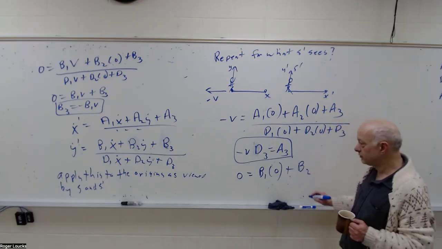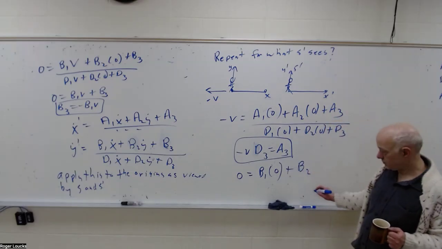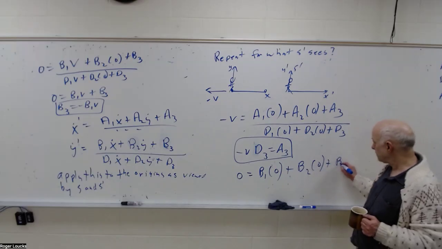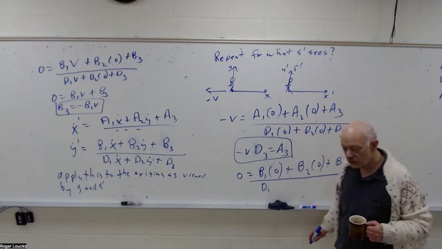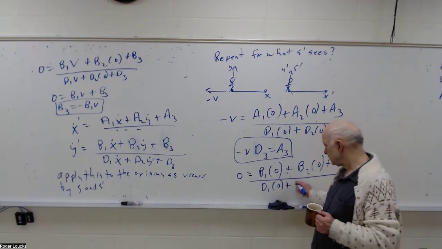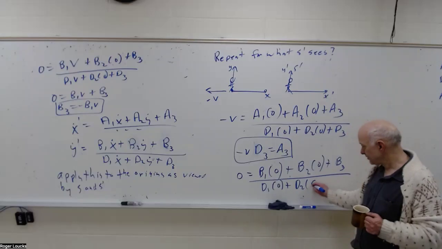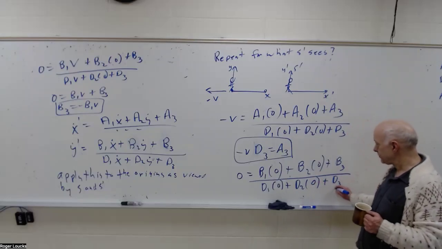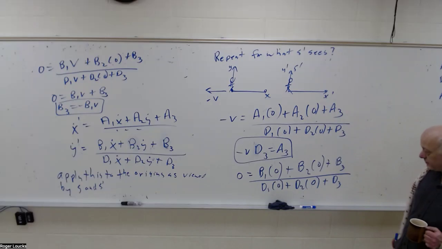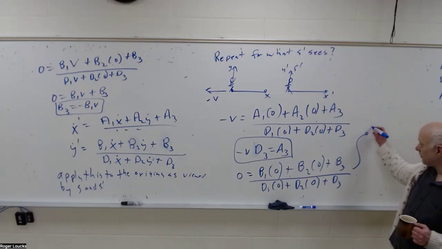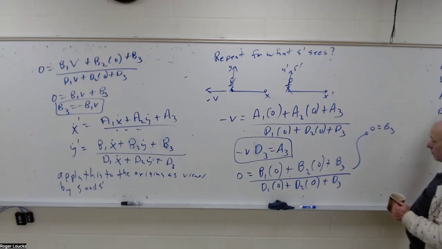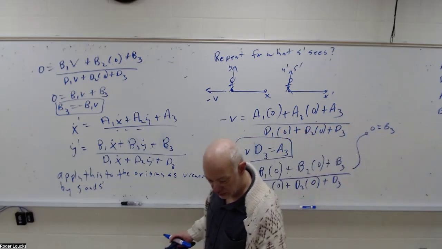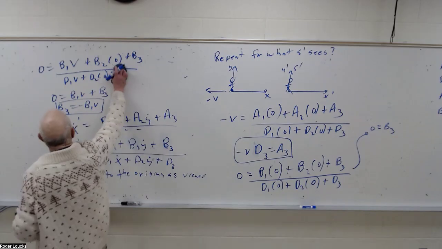Plus B2 times y dot, which is 0, plus B3, all over D1 times 0, D2 times 0, plus D3. Okay, what does that one give us? 0 equals B3. Now we get B3 equals 0. So let's rewrite all these equations here and see what we have now.